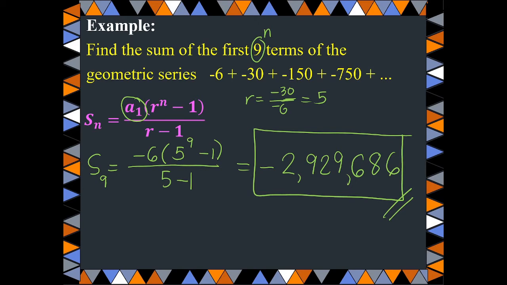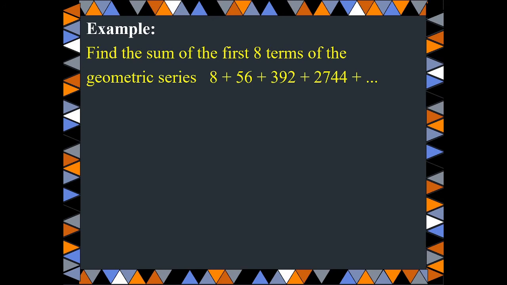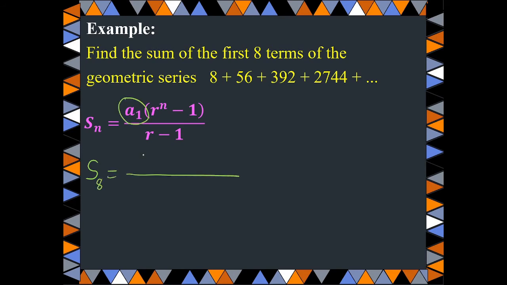Fourth example. Last example for finite geometric series. What if you're given an item like finding the sum of the first 8 terms of this geometric series? What is n equal to here? 8. What is the first term? 8. What is the common ratio? So you got that by dividing 56 by 8. 7. 7 raised to 8 minus 1 all over 7 minus 1. Calculate everything, please.